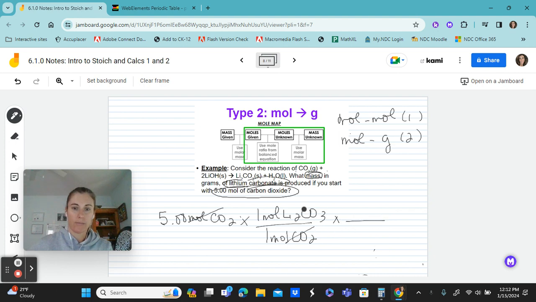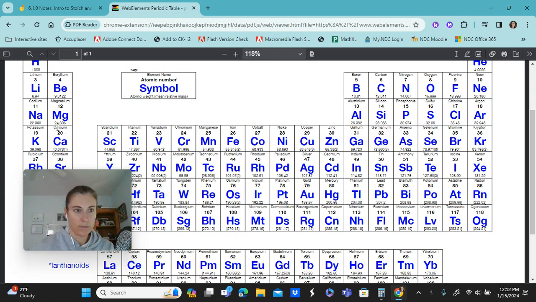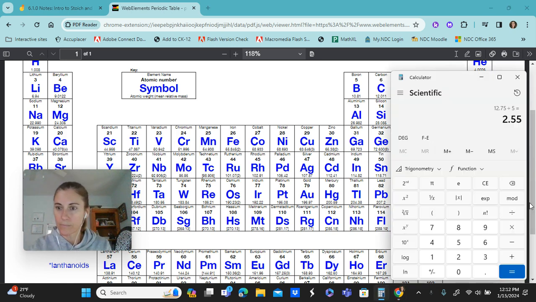Our second step, because we're in moles of lithium carbonate, we want to just go to grams. So we have to use our periodic table and find the molar mass. I've done this many times before. All right, so bring up your periodic table, find lithium. Lithium weighs 6.94. There's 2 of them. So 2 times 6.94. Then we have a carbon at 12.01.